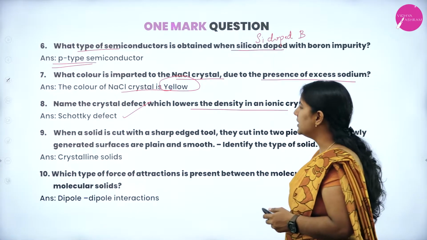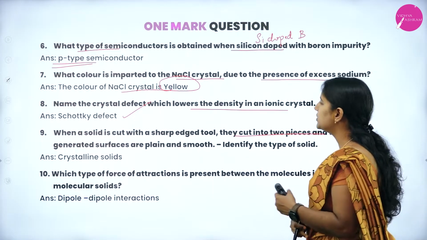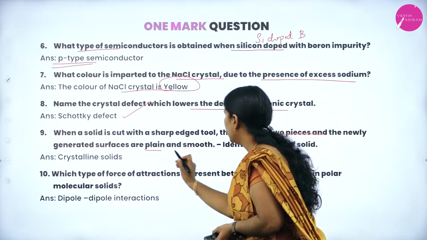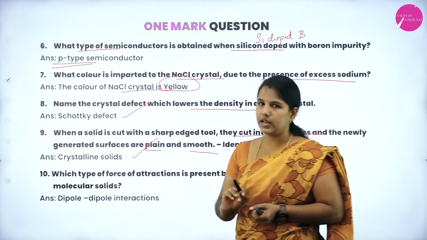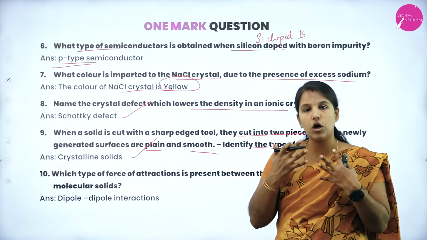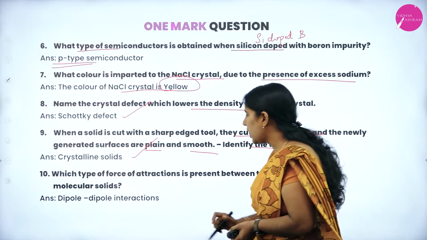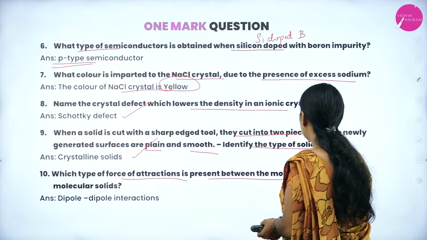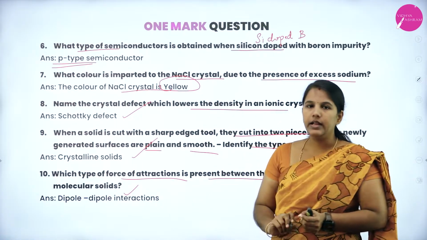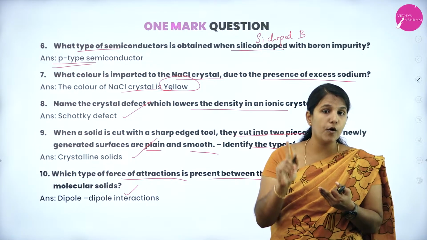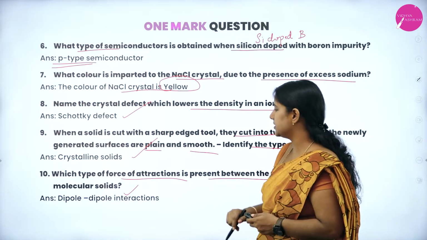Next, when a solid is cut with a sharp edge tool, it cuts into two pieces and the newly generated surfaces are plain and smooth. Identify the type of solid. Such solids are crystalline solids. We all know that solids are of two types: amorphous and crystalline. Which type of force of attraction is present between the molecules in a polar molecular solid? The interaction is dipole-dipole interaction.